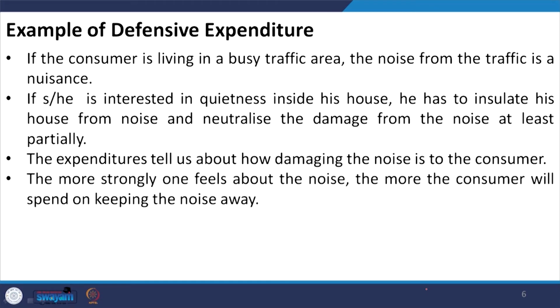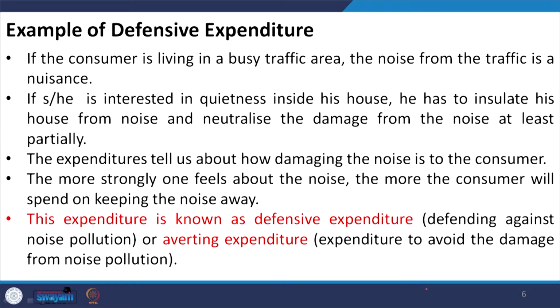And again, if this noise is so bad and the household feels so strongly about this noise nuisance, then obviously the consumer will be spending more on these insulating equipments. In this example, this type of expenditure that this particular household is making is known as defensive expenditure, that is, defending against the noise pollution, and it is also known as averting expenditure. That means expenditure to avert the damage from the noise pollution to his family itself.